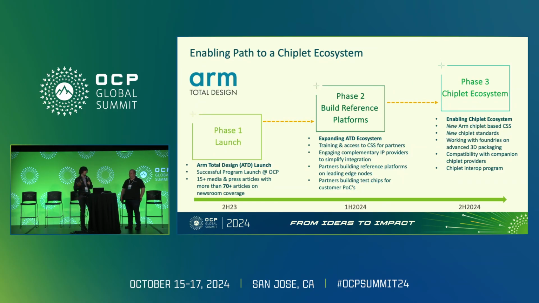So this program is called ARM Total Design. It launched a year ago. And we're now in sort of phase 2 of this, where we're working with providers and vendors, we're giving access to CSS, we're doing trainings, and the next goal of this is going to be creating a wider chiplet ecosystem.